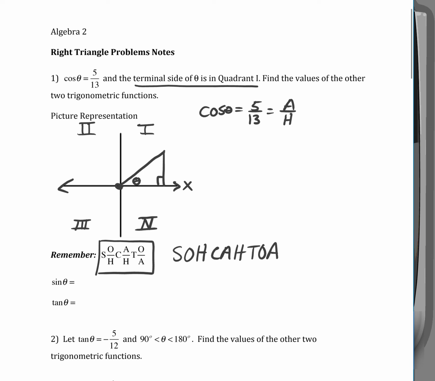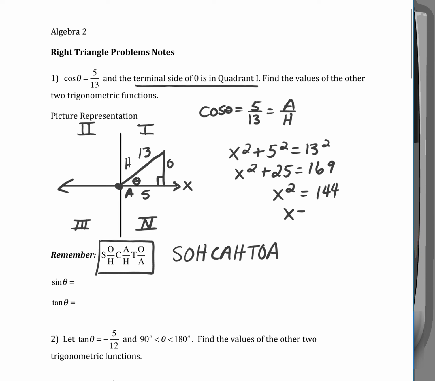And it helps sometimes to label, like this is H, this is O, this is A. And we know this is 5 and this is 13, and you have to find the missing side. So we need the opposite side. So I'll do O squared. Actually, that kind of looks like a 0. Maybe we'll just call that X. X squared plus 5 squared equals 13 squared. And you will end up getting X is 12. So our opposite is 12.